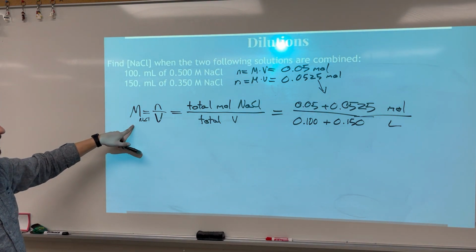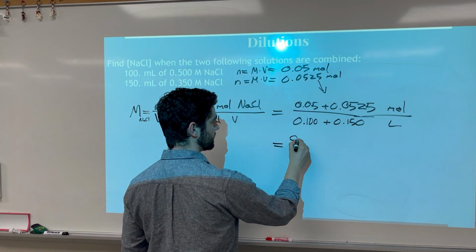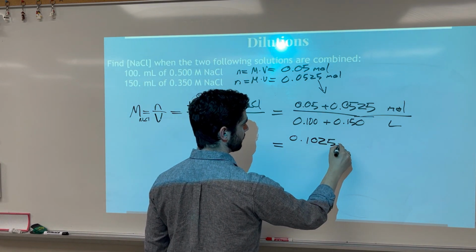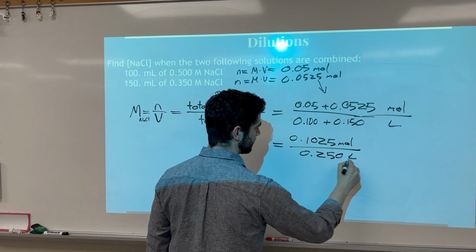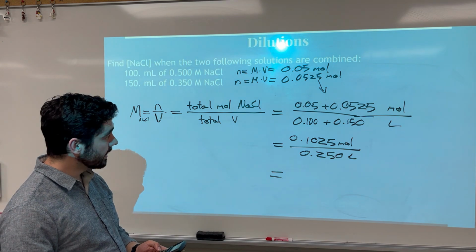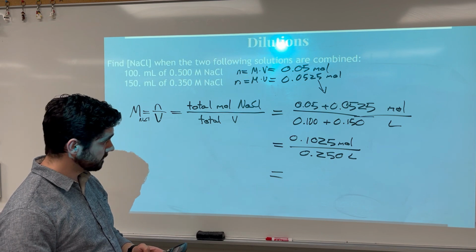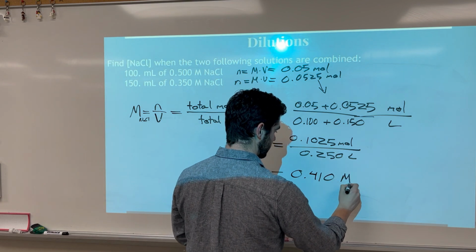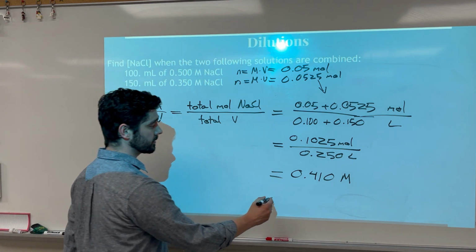So if I want to know the ending concentration, I just need total moles over total volume. Okay, so this is going to work out to be 0.1025 moles over 0.250 liters, which gives me a final concentration of 0.410 molar. And I believe 3 sig figs is the correct way to write that.